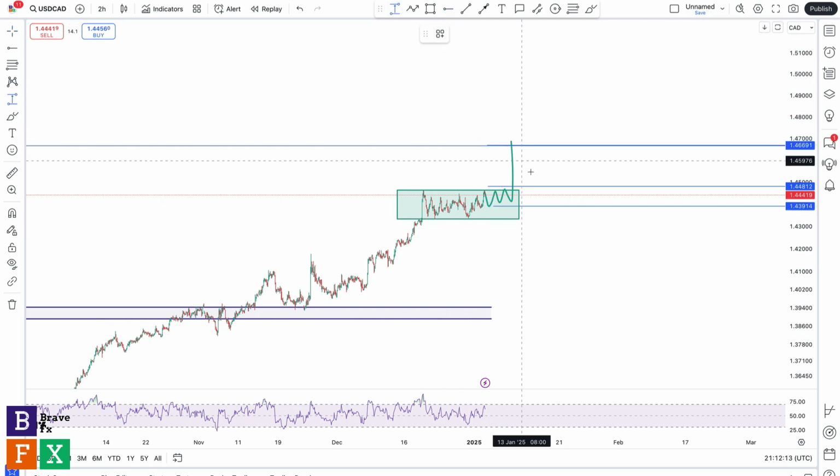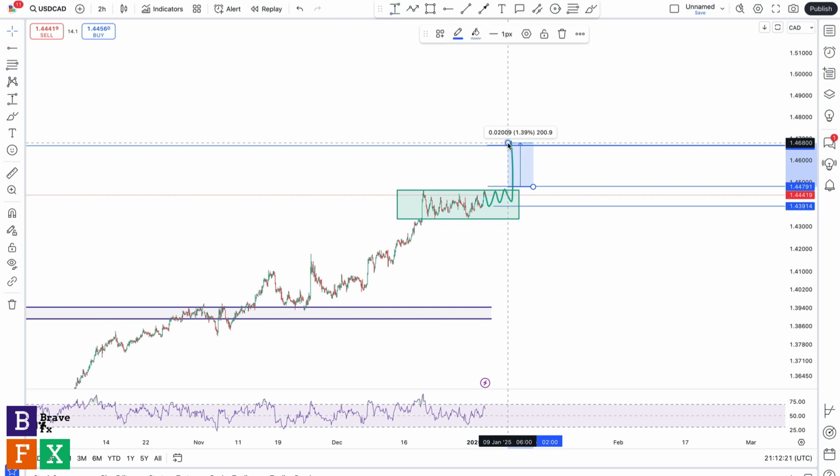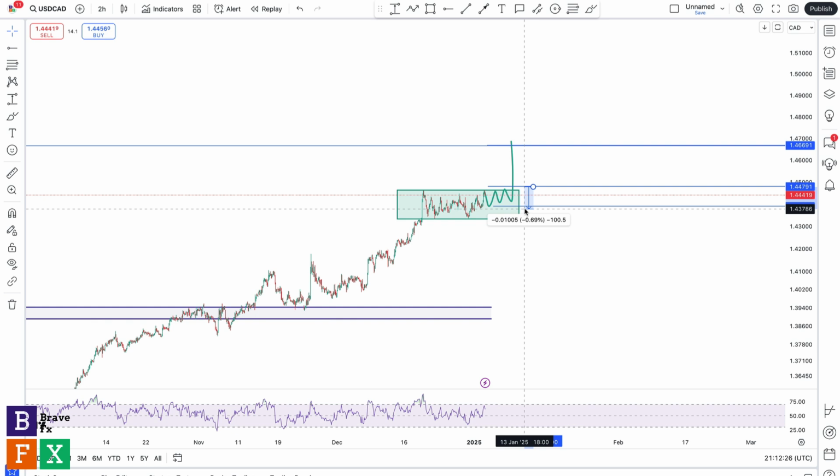And this should give you at least 100 pips price movement. So approximately 200 pips as the case may be. So approximately 200 pips take profit target with a stop loss of approximately 100 pips. So a profit ratio of 1 to 2, which sounds decent in my opinion.